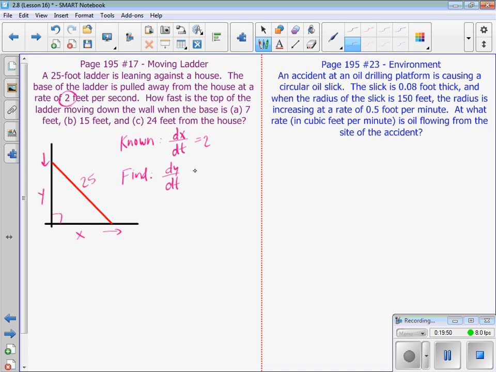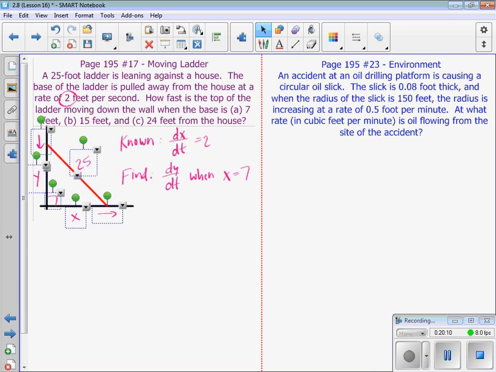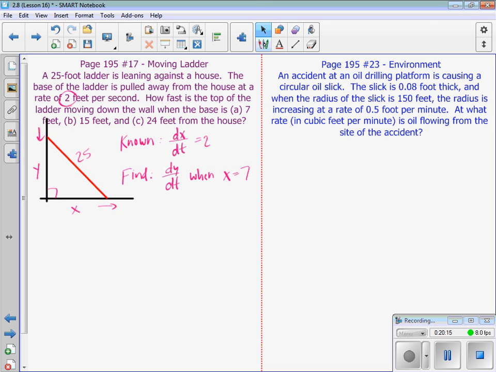So when I'm done, I probably should get a negative for that. So find dy/dt when the base is 7 feet. So when what? x equals 7. Good. So any questions on the setup of that one? Does that kind of make sense? Okay. So now let's go ahead and try the problem here. So I need something that relates x and y to each other. x squared plus y squared equals 25 squared, right? So that sounds good to me.